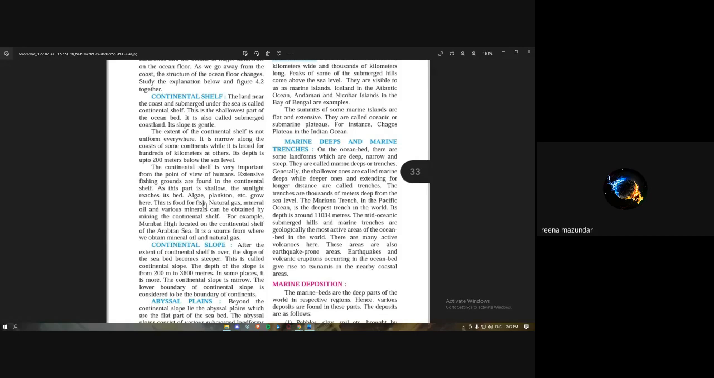Okay, now my next question. What is found in Mumbai High? What do we get in Mumbai High? Mumbai High is near the Arabian Sea. What is found in ample quantity? Yes, what is found in Mumbai High?